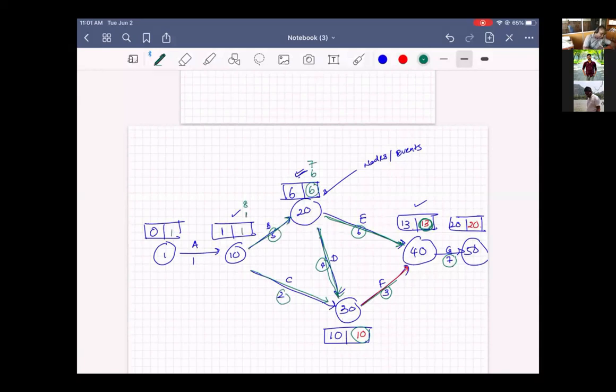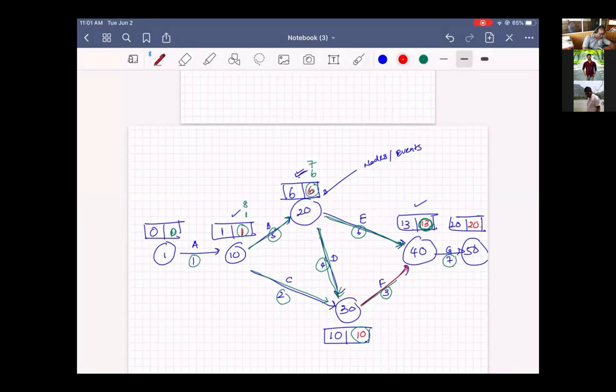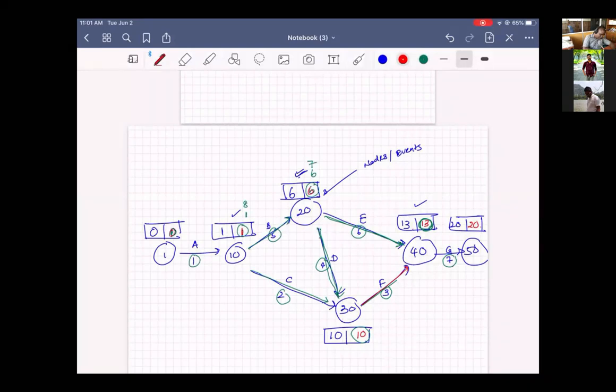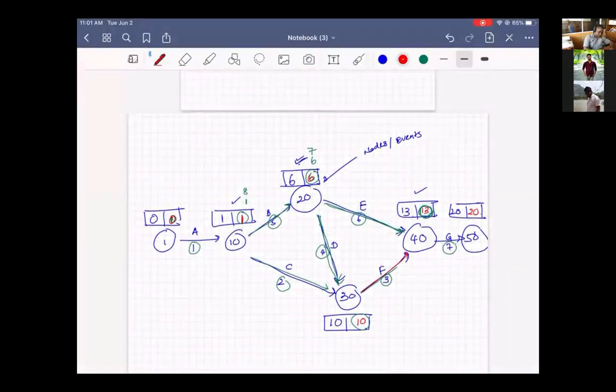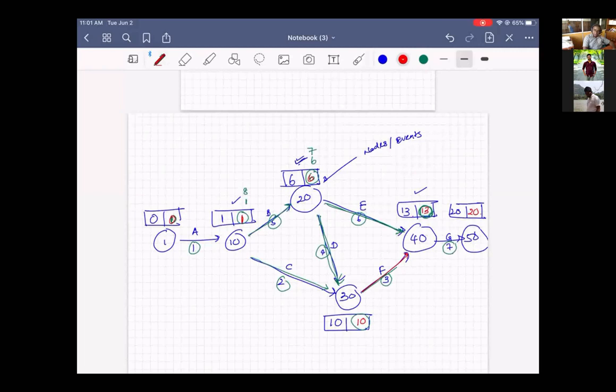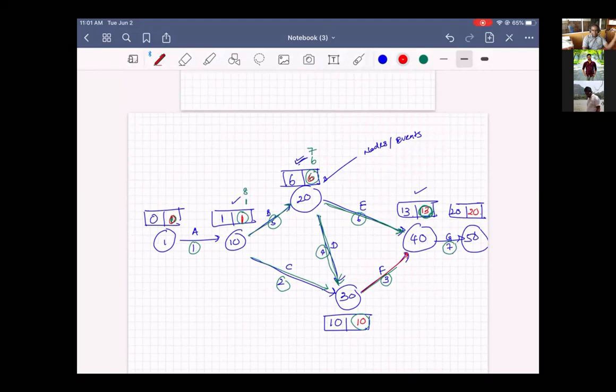So 1 minus 1 is 0. Okay, so this is 0. This is 6. So 6, 1, 0. Now there are two issues. Why do we take the higher value when going forward pass? And why do we take the lower value when taking the backward pass? That is one issue.